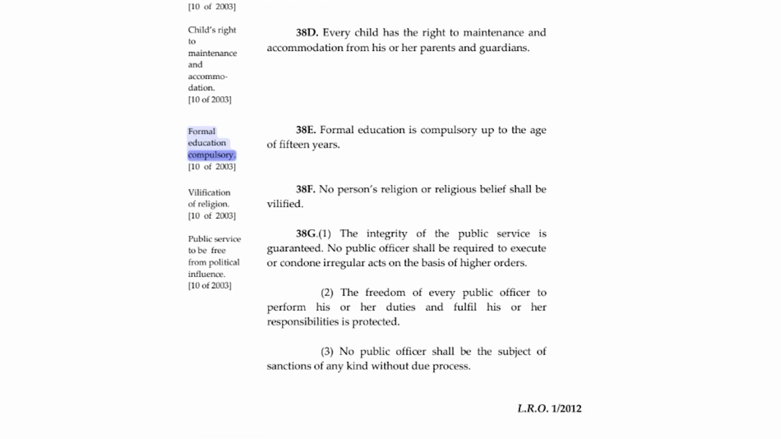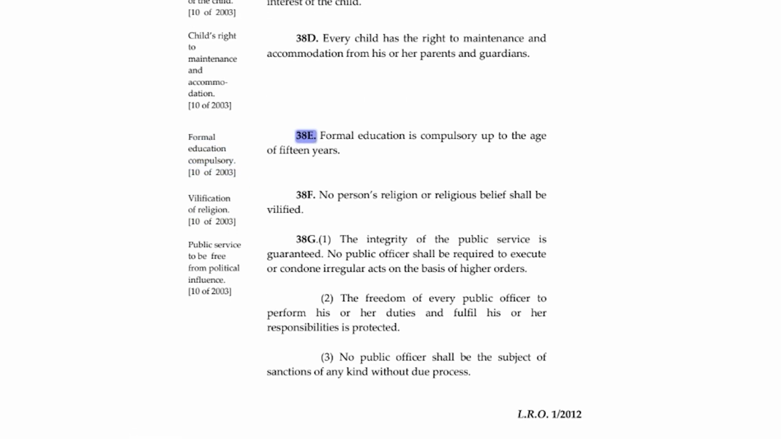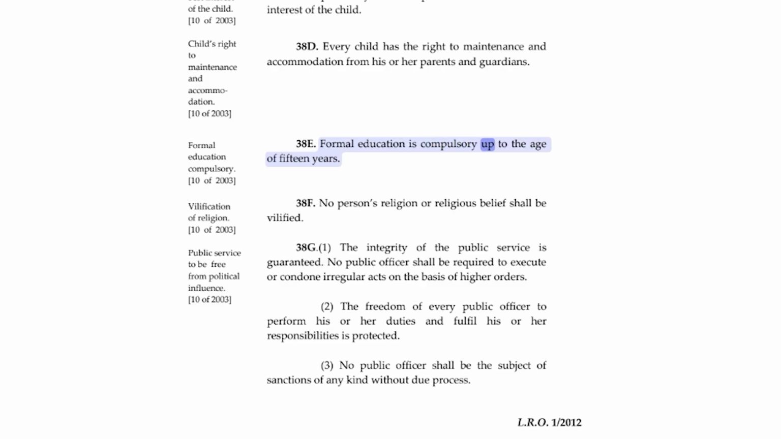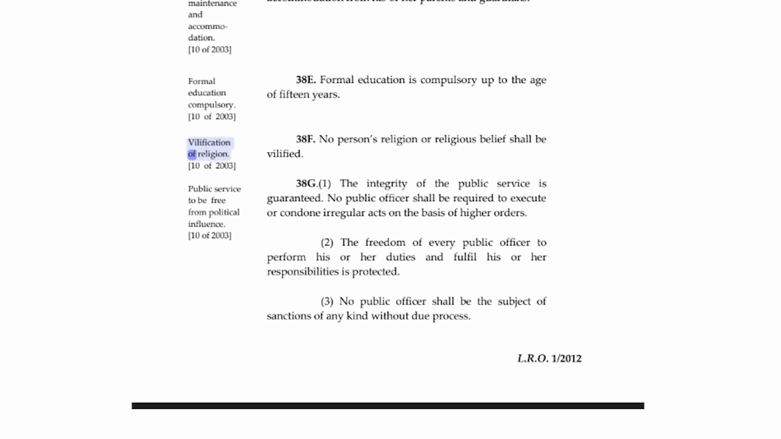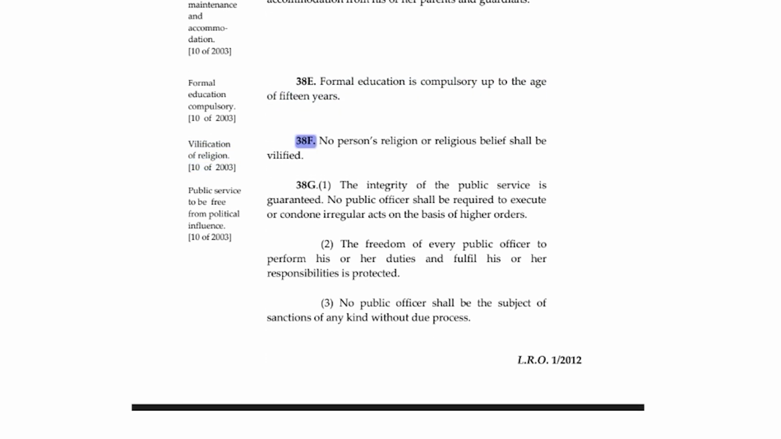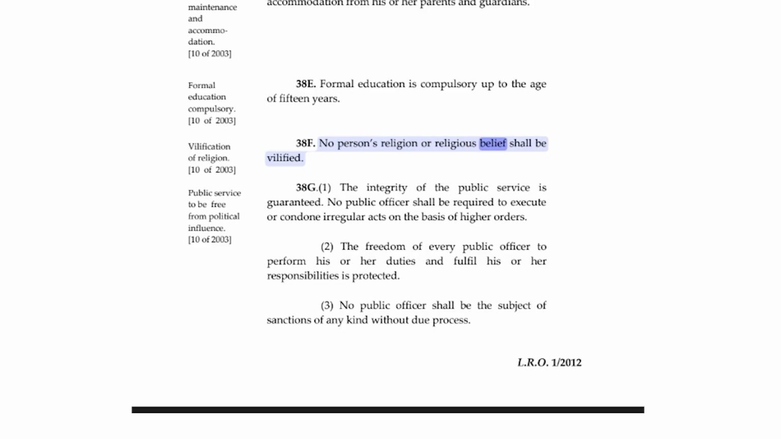Formal education compulsory. 10 of 2003, 38E. Formal education is compulsory up to the age of 15 years. Vilification of religion. 10 of 2003, 38F. No person's religion or religious belief shall be vilified.